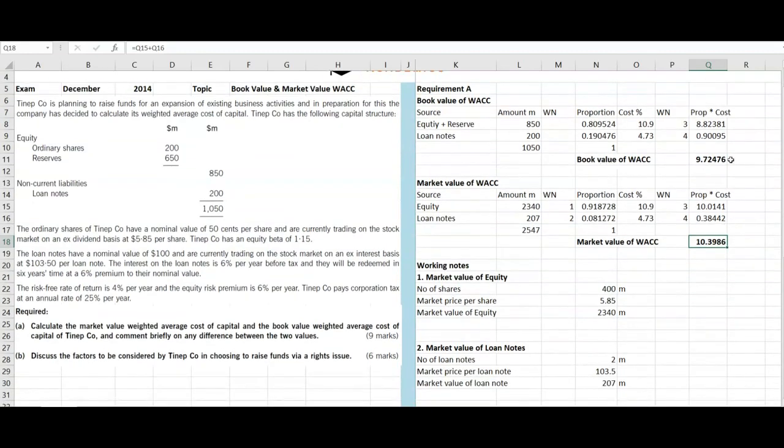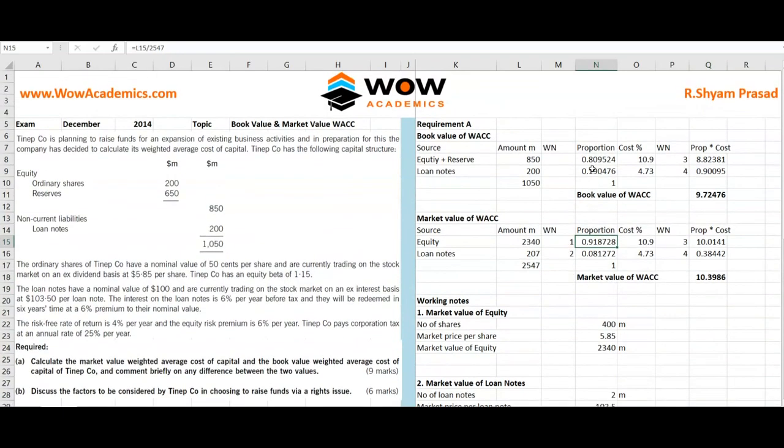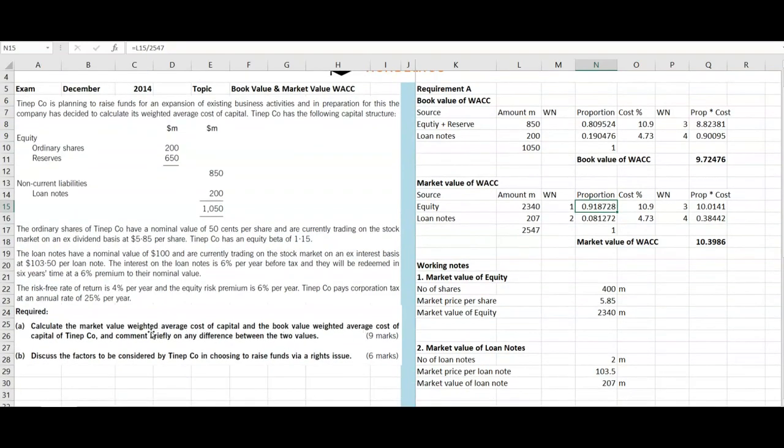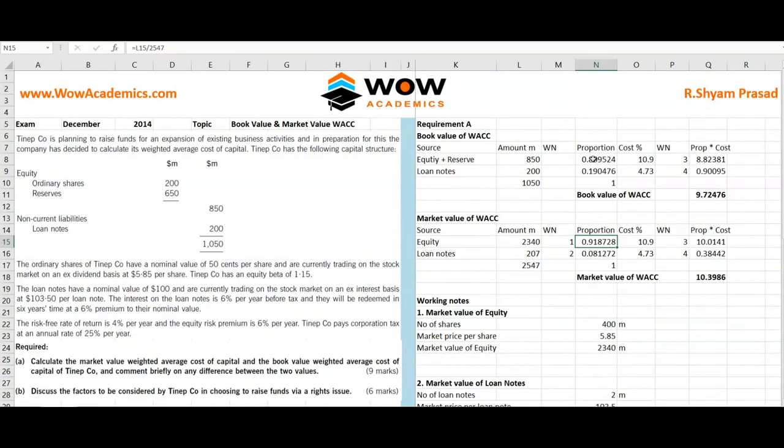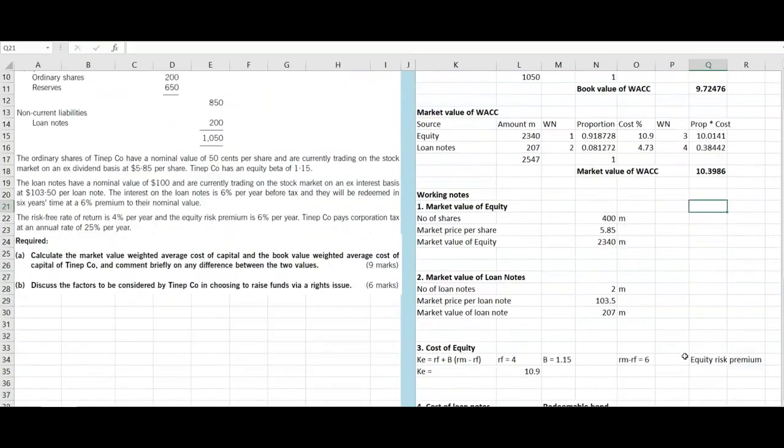Book value WACC will always be lower than the market value WACC because market value gives a higher proportion to the equity. Okay, here equity is 91%, but here equity is 80%. That is the reason for the difference between the two values of WACC, because the proportion of equity will always be higher in the market value, and also the cost of equity will be a higher number. So that is why this WACC is a higher number. So that is your explanation for the theory question.